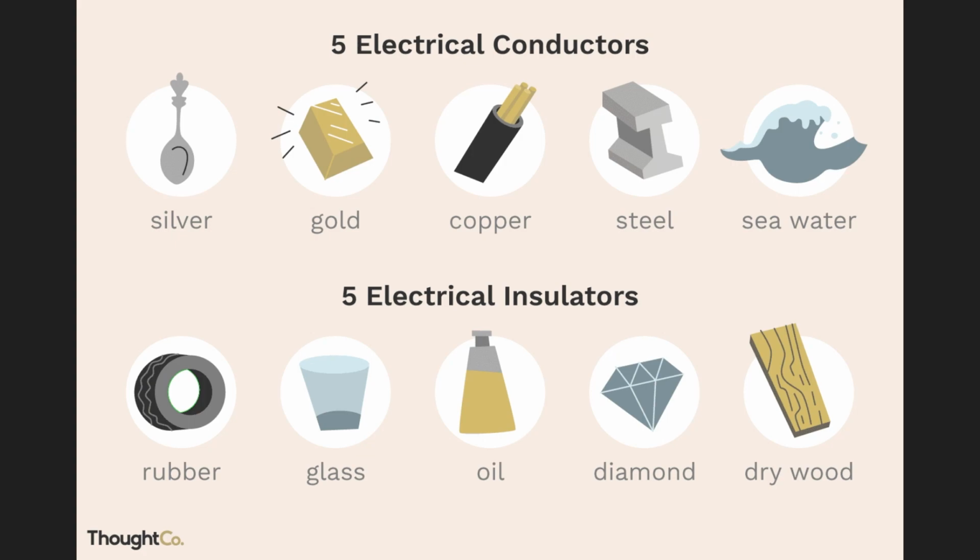Very good examples are silver, gold, and seawater. Seawater is also good because it has a lot of ions in it. The ions refer to the charges. They have different particles, negatively charged and positively charged, which can also help to conduct electricity.